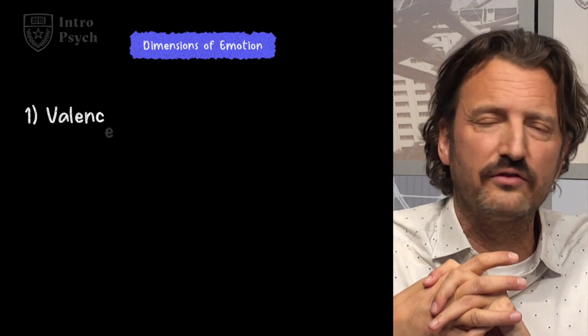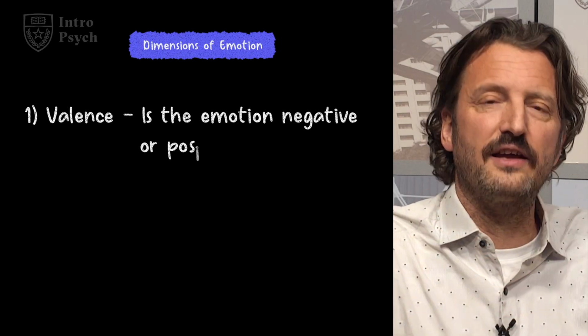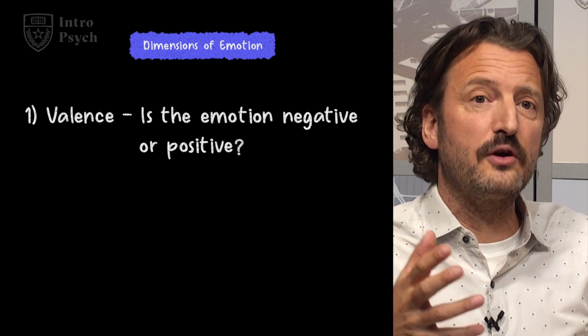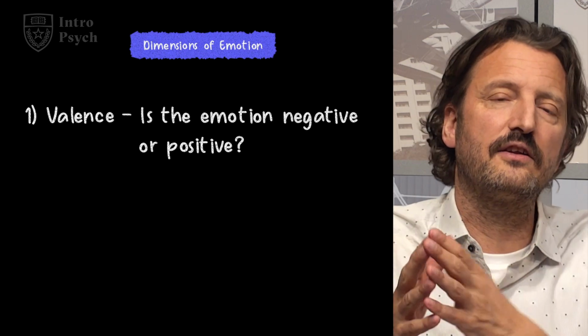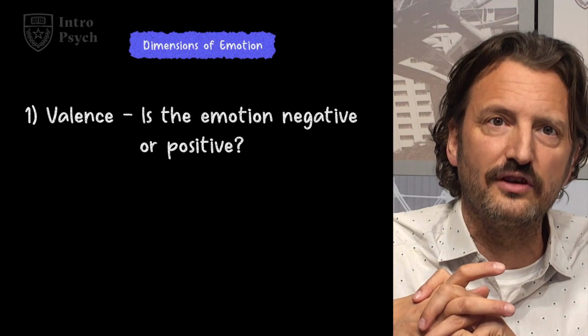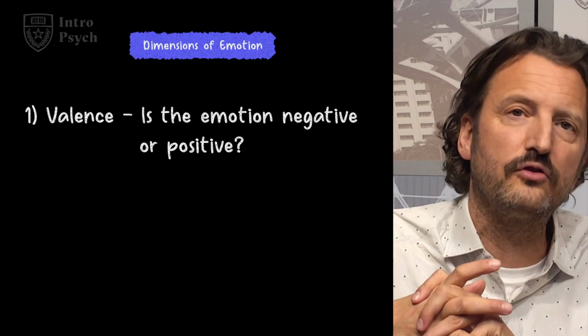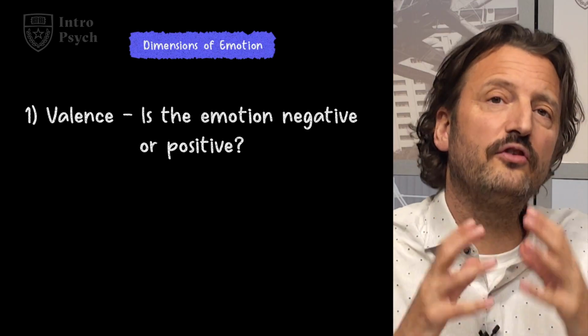The first of those is what's known as valence. That's very simple. Some emotions tend to be positive and some tend to be negative. So is the emotion positive or negative? Something like sadness, fear, and anger are all considered negative emotions. Things like joy, love, and happiness are considered positive emotions.